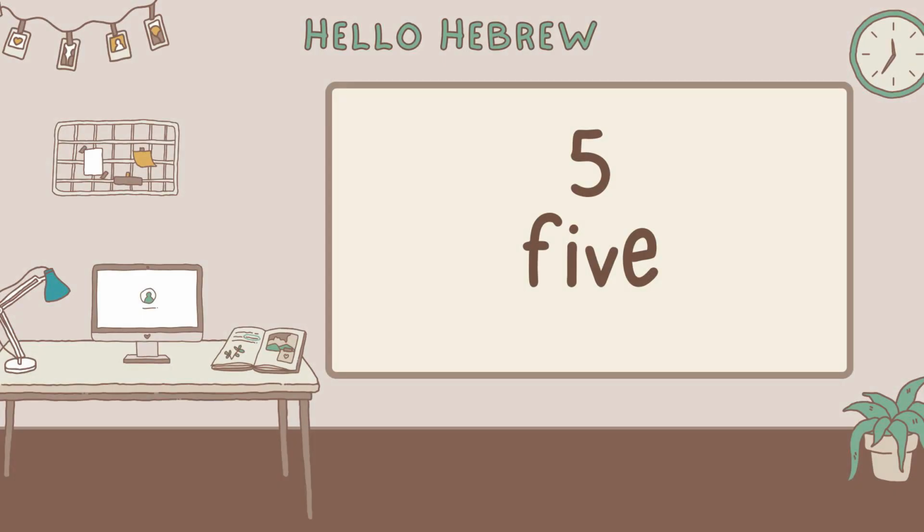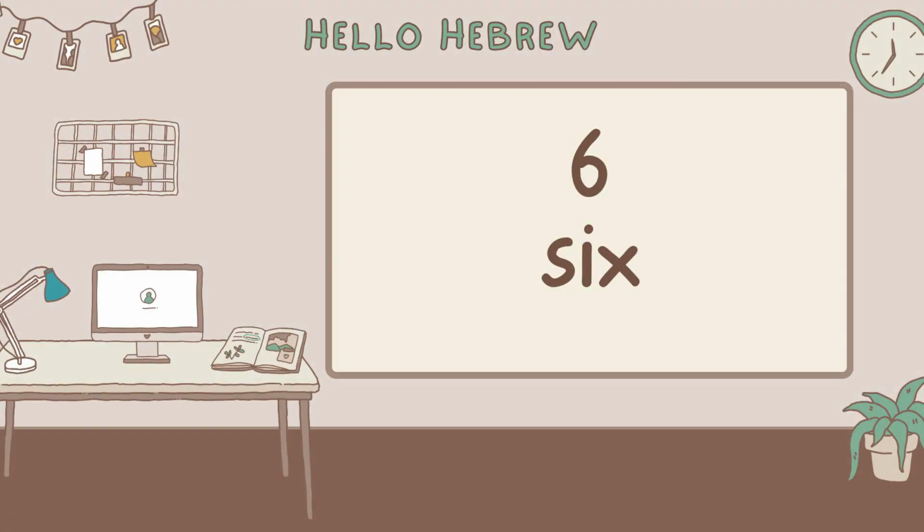Here's how to say it. 5. First, just listen, say. חמש. Now listen, then repeat. Remember to speak aloud. חמש. Say 5. Once again, חמש. Okay.